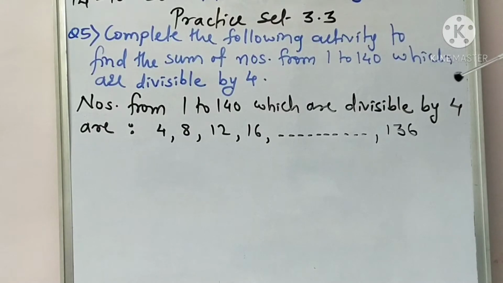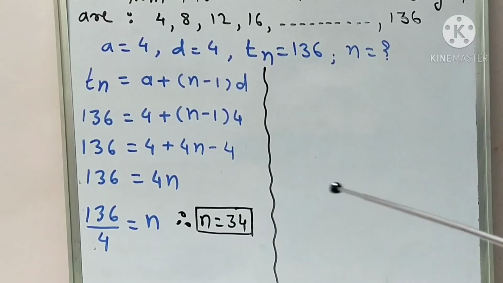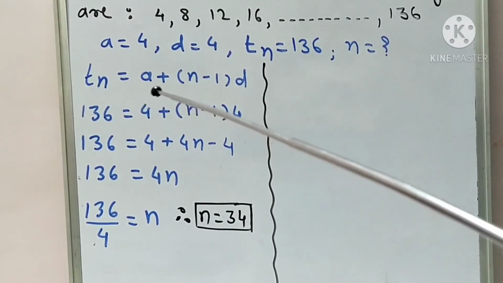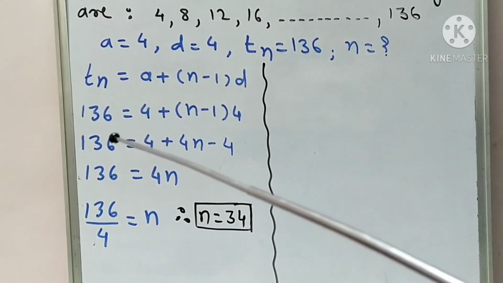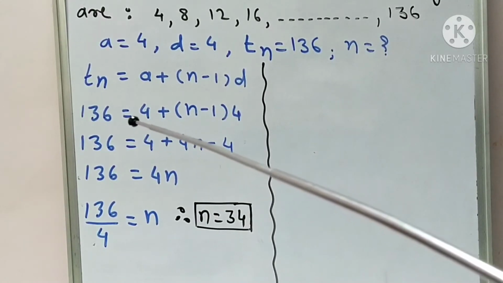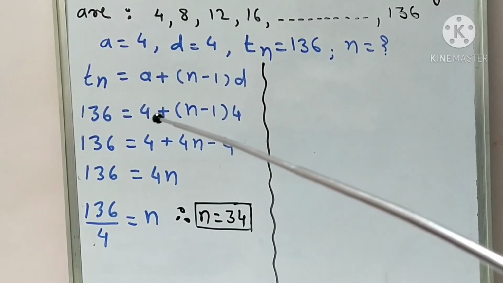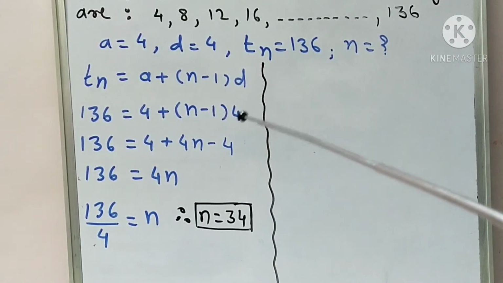And the question is how many numbers are here, means you have to find the value of n first. And how do we find n? Using the formula of Tn, we first find how many numbers are here, that is the value of n. So pay attention over here. Okay, so here we first use the formula of Tn as a plus n minus 1 into d, where Tn is 136, the last term, equal to 4, the value of a, the first term, plus n minus 1 as it is, into the difference which is 4.